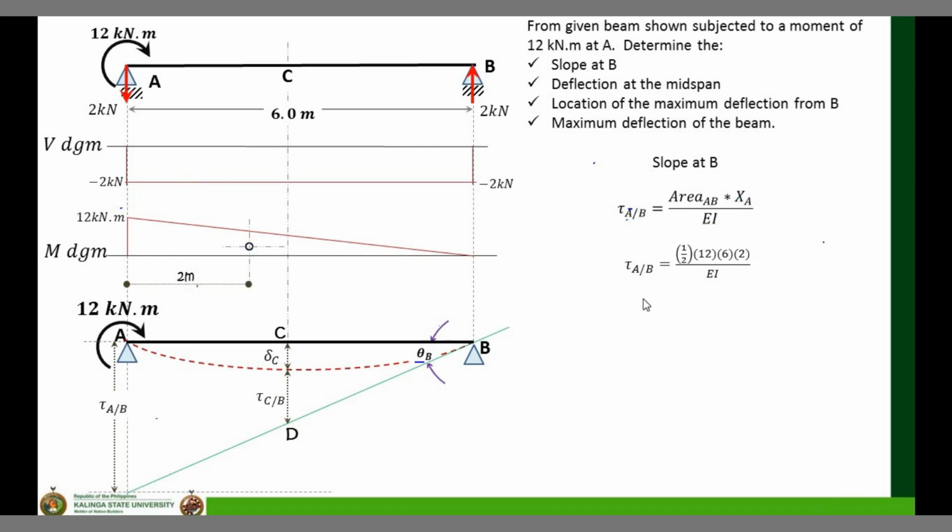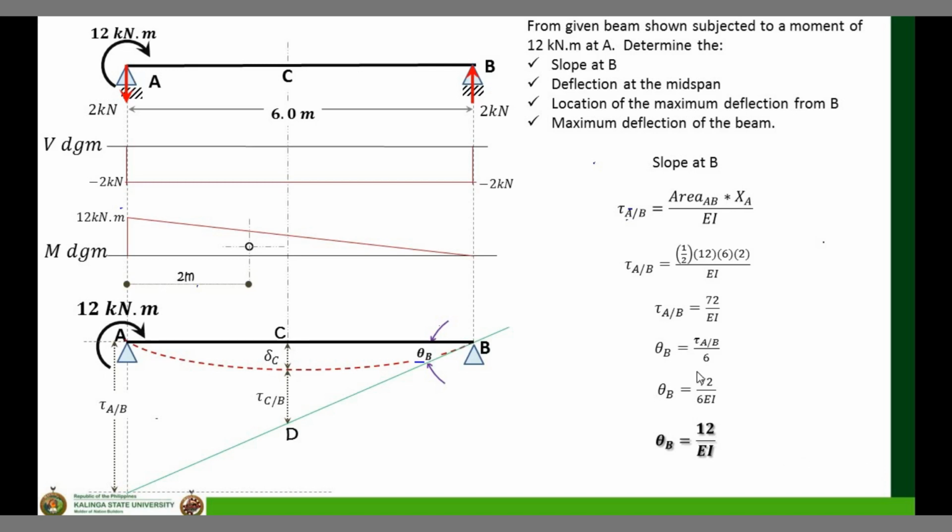The deviation of A with respect to B, if you put that in your calculator, is equal to 72 over EI. And as I said a while ago, the slope at B is equal to the deviation of A with respect to B over 6. So if you substitute the values, your slope at B is equal to 12 over EI. This is your final answer for the slope at B.